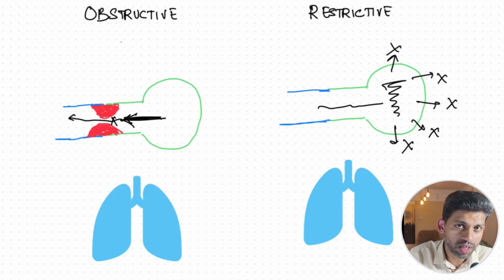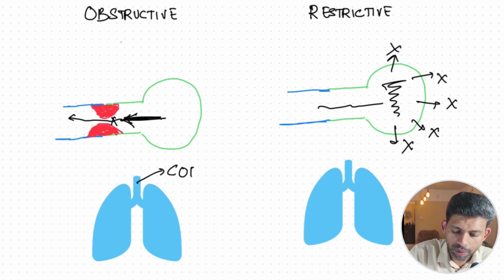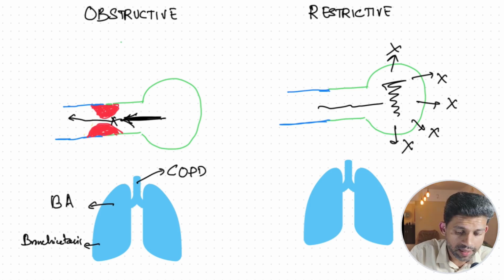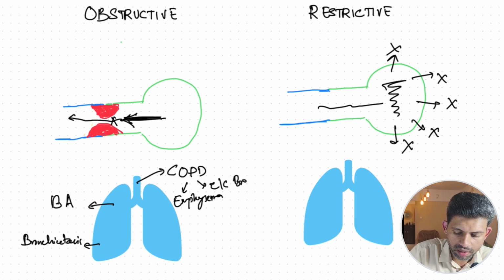Now let's move on to the classical examples of each. Chronic obstructive pulmonary disease, bronchial asthma, and bronchiectasis are the examples of obstructive lung disease. COPD includes emphysema and chronic bronchitis.